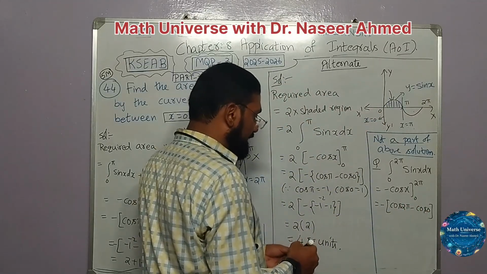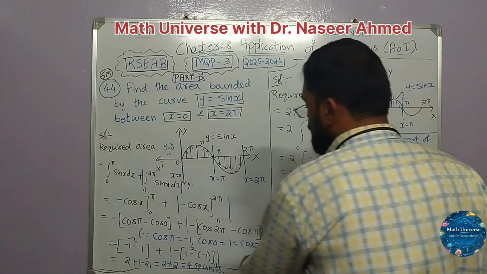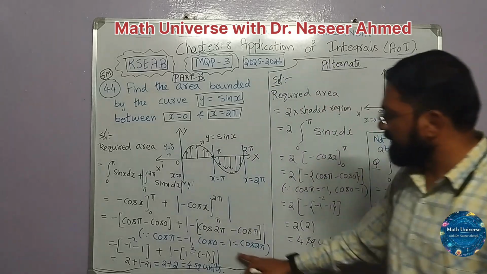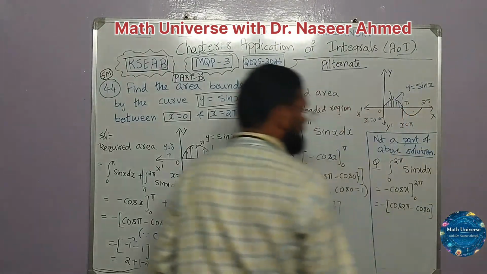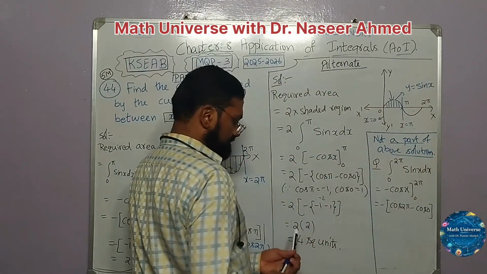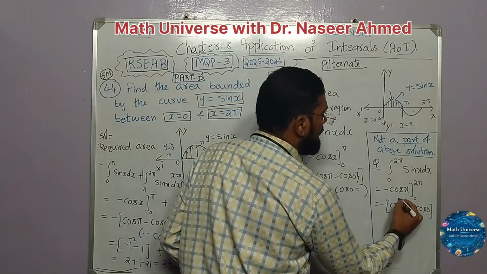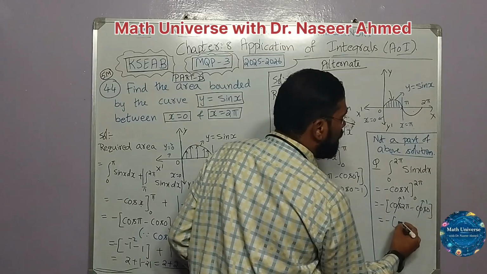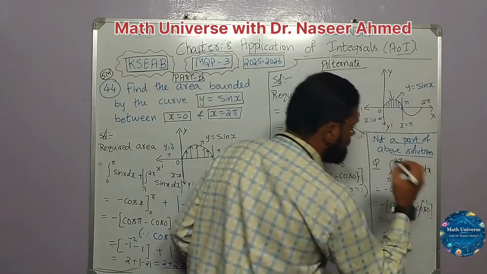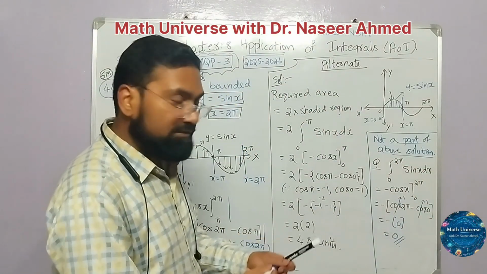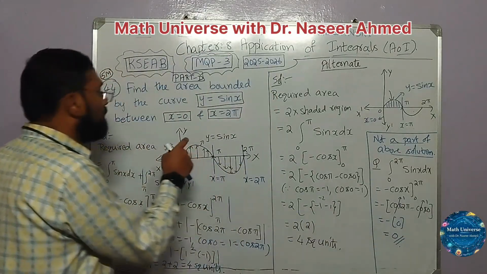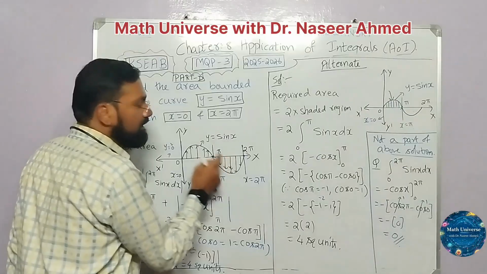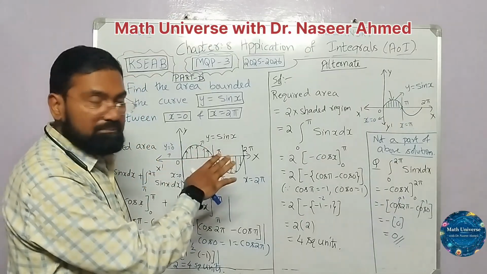What is cos 2 pi? Already we discussed here, cos 2 pi is 1 and cos 0 is also 1. So 1 minus 1 will be 0. So we got 0. Now listen, first of all, why we got 0: whatever amount of area is covered here, the same amount of area is covered here, but this is positive and this is negative, so it will be 0, as the areas are the same.